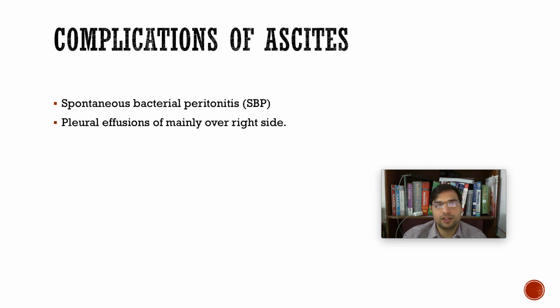Then what are the complications of ascites? Ascites can lead to infectious peritonitis, that is spontaneous bacterial peritonitis, right? And it can lead to pleural effusions. The fluid from the peritoneum may seep through the diaphragm into the pleural cavity and cause pleural effusions.